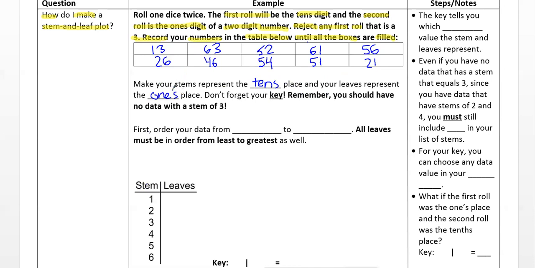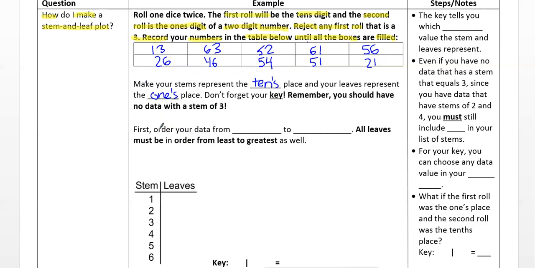Is there an apostrophe here? There is, isn't there? I just didn't want to have to put the apostrophe because I'm afraid it's not going to work. Okay, that's the best I can do. Okay, don't forget your key. And remember, you should have no data with a stem of 3. Well, the tens place is in our stems. So do we have any stems that start with 3? And the answer is no, because we were careful.